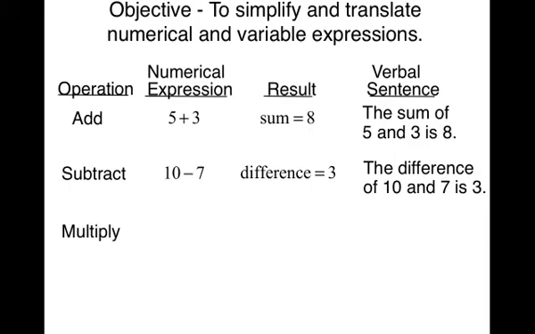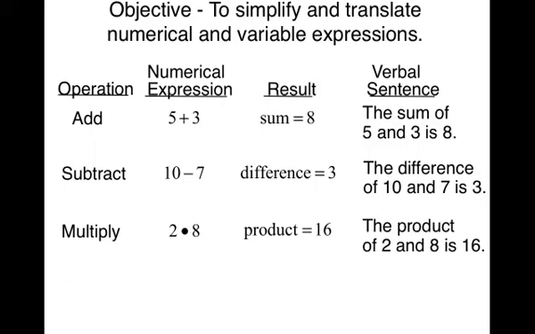Multiplication, or multiplying. We have 2 times 8. The result is called the product, and in this case 2 times 8 is 16. And you could say the product of 2 and 8 is 16.